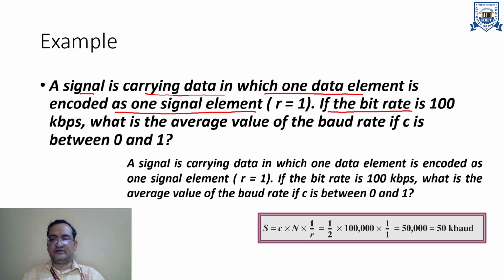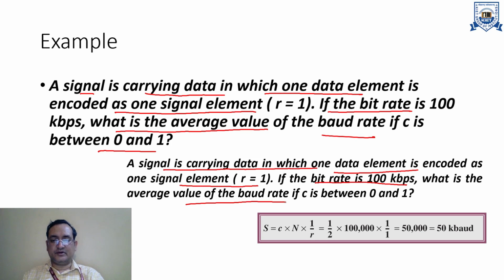If the bit rate is 100 kbps, what is the average value of the baud rate if C is between 0 and 1? In this case, one data element is encoded as one signal element, as the ratio r is 1. So S is equal to C into N into 1 by r, that is 1 by 2 as already given, into 10^5, the 100 kbps approximate value. r is 1, so it will be 50 kbaud.